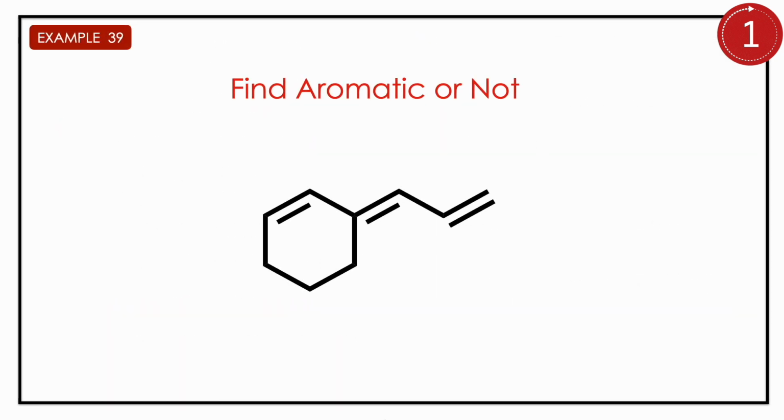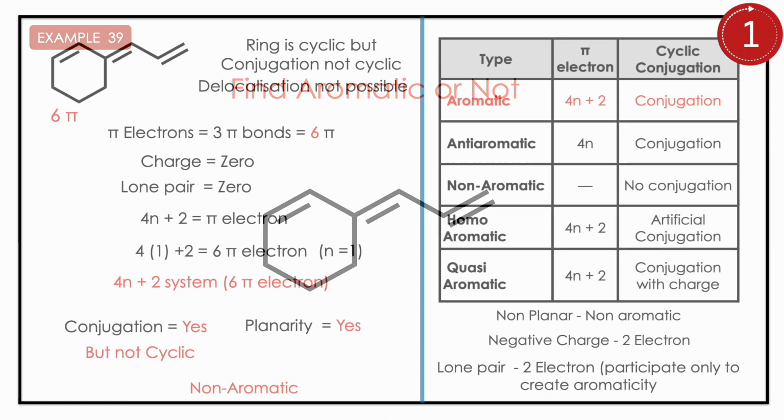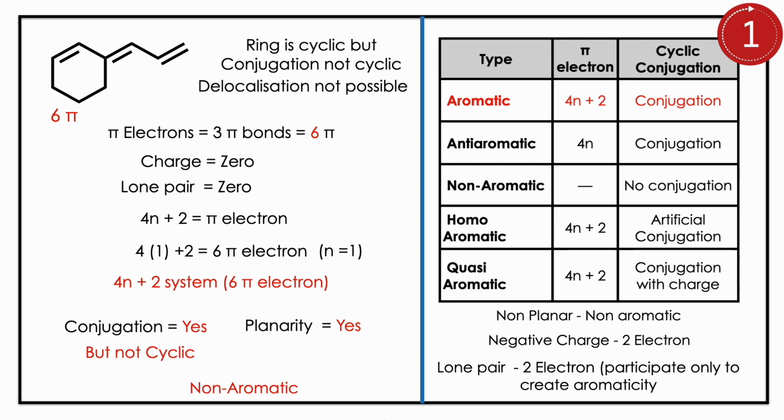Then the next example, you have cyclohexene, exocyclic conjugated diene is there. You should find whether the compound is aromatic or not. Compound has conjugation, yes, it is a 6 pi system because it has 3 pi bonds. No charge is there, no lone pair is there. So 4n plus 2 pi electron. So totally 6 pi electrons where n equals 1. So 4n plus 2 system means 6 pi electrons.